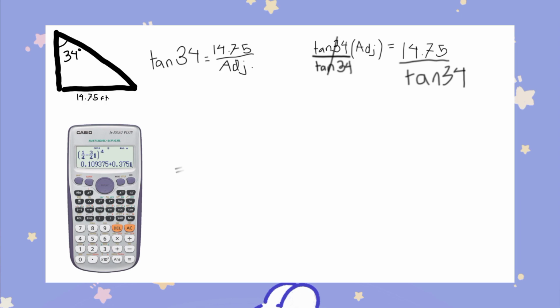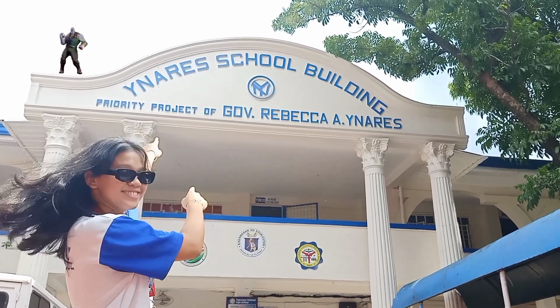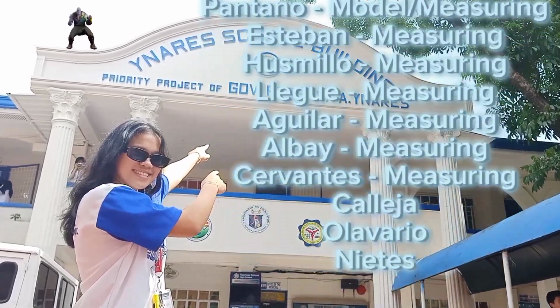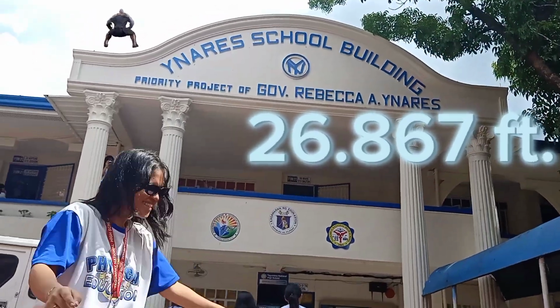That leaves us 21.867 as the answer. Lastly, add Ebora's height to the measurement for us to find out what is the total height of the Inaris 1 building. In conclusion, the total height of Inaris 1 at the highest point is 26.867 feet.